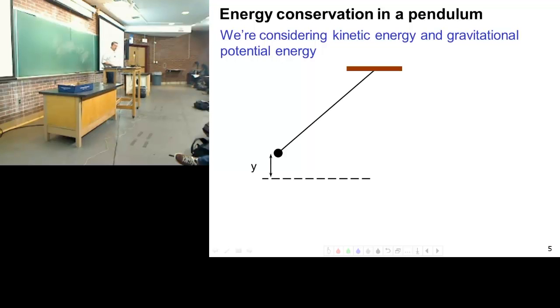So, conservation of a pendulum. Let's look at a pendulum. I take the pendulum and I swing it out to some starting position. Here it is swung out here. What is the initial energy state of the pendulum right there?